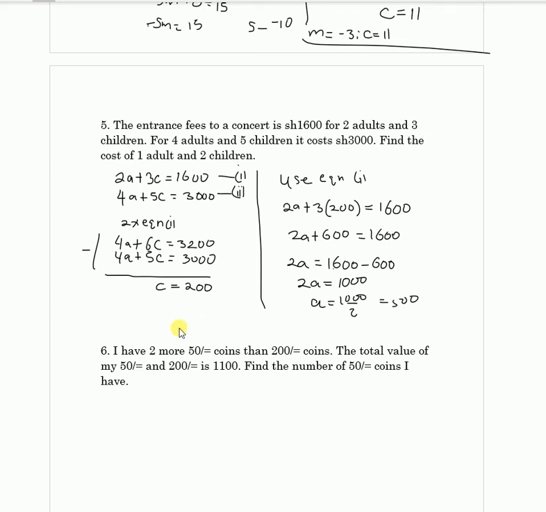So one adult is 500 plus 2 children, each one paying 200. This is equal to 900 shillings. So one adult and 2 children will pay 900 shillings. In conclusion, the cost of one adult and 2 children is 500 plus 2 times 200, which is equal to 900 shillings. That is what we have there.